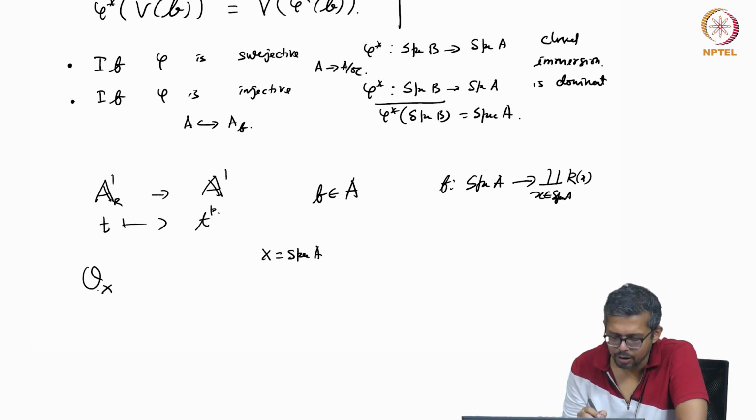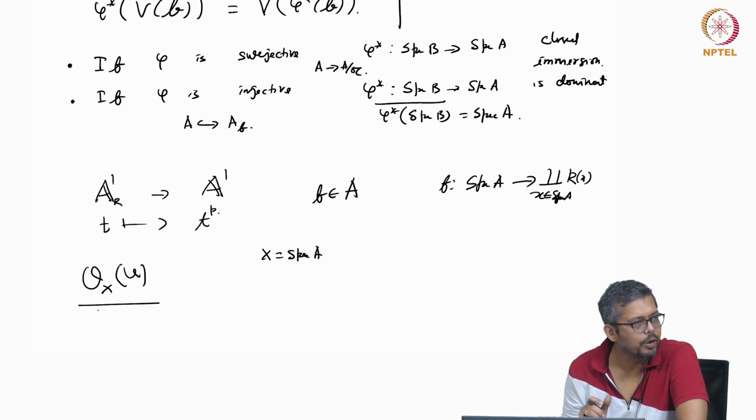That means for every open subset U, I want to define some ring or some object O_X(U), which should have some sheaf property. No, that is not true.